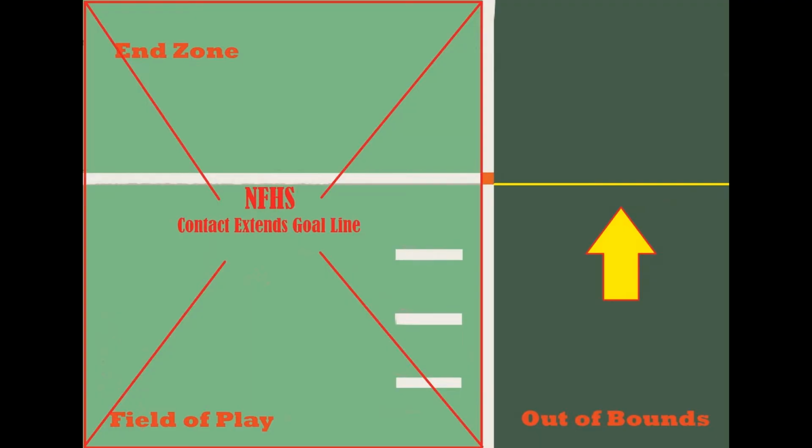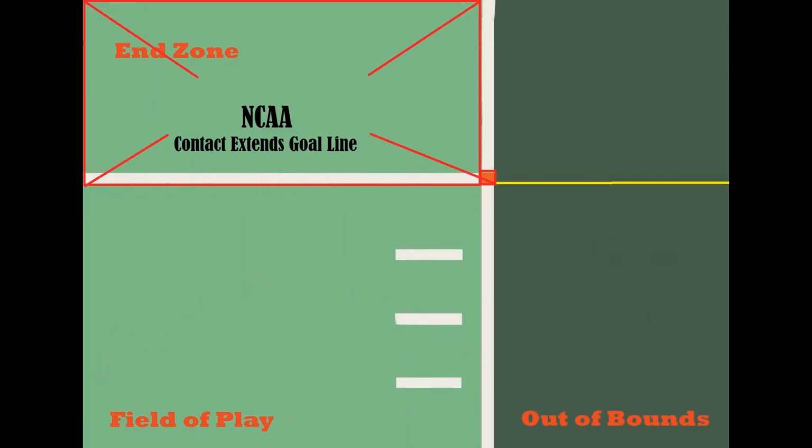The only time you don't get an extended goal line in high school is if you do not have a body part down. So the NCAA rule does not include the field of play. You either have to be touching in the end zone or, unique to the NCAA, the goal line pylon will also extend the goal line.